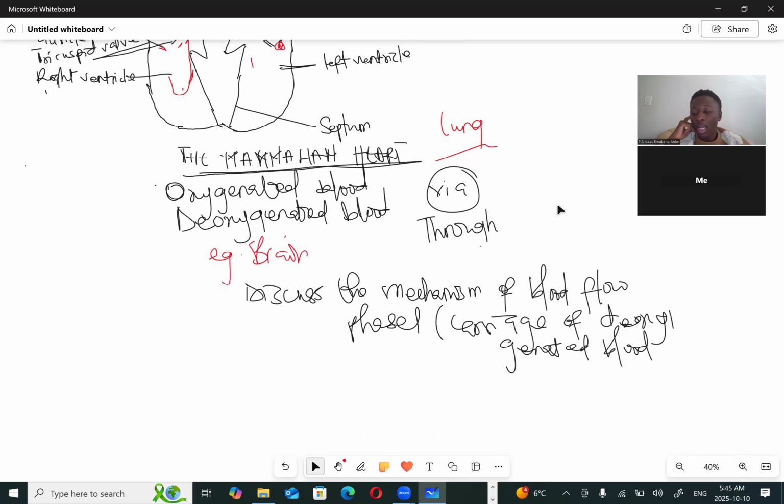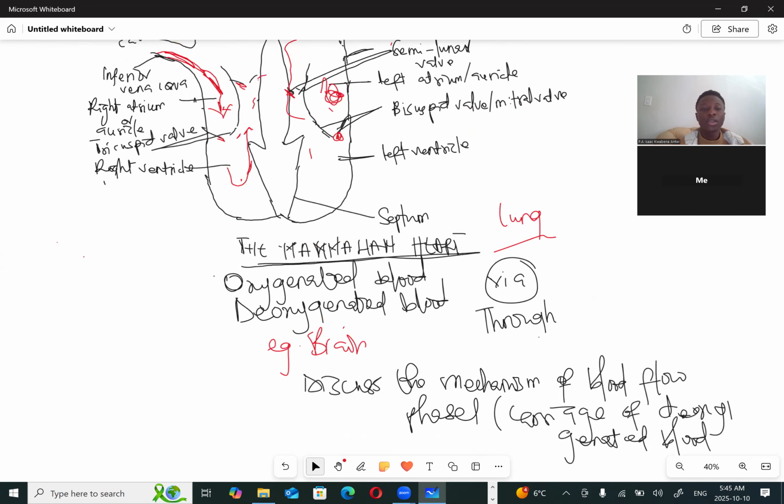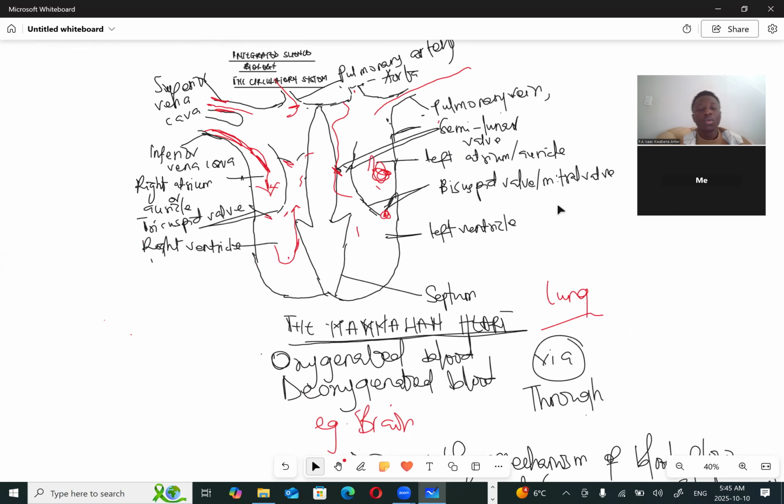So if someone is running and the person's muscles require oxygen, blood filled with oxygen, this is the process it goes through. It comes to the heart, goes to the lung, back to the heart, then it pumps to them. Now, in the exam, the kind of question you'll be asked is to write down the function of any of these parts. So we'll start with the superior vena cava.